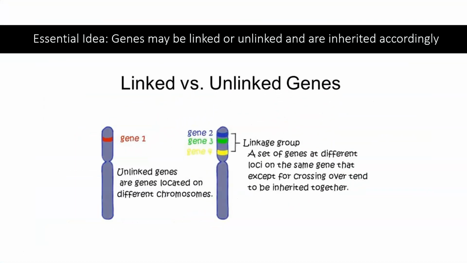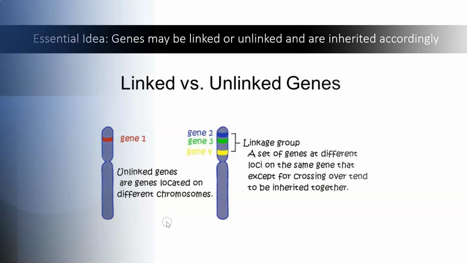Alrighty, so 10.2. Our essential idea is that genes may be linked or unlinked, and then all the traits of inheritance around that. So just in the diagram here, you can see the difference of linked versus unlinked genes. This gene 1 is unlinked from 2, 3 and 4, whereas gene 2, 3 and 4, they're all linked together because they're on the same chromosome, whereas gene 1 is unlinked because it's on a different chromosome. Okay, that's the basics of what we're going to be studying.